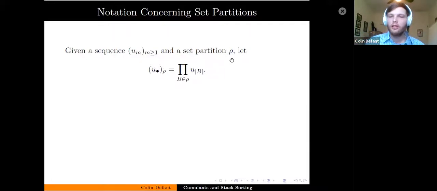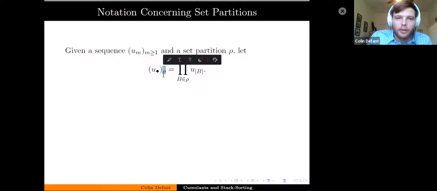And throughout this talk, when I say a set partition, I mean it's a partition of the set of integers from 1 to n. So it's just some collection of non-empty disjoint subsets of the numbers from 1 to n, whose union is the entire set of integers from 1 to n. Then if I write U sub dot sub rho, this just means take the sizes of the blocks of rho. So the sets in a set partition are called the blocks.